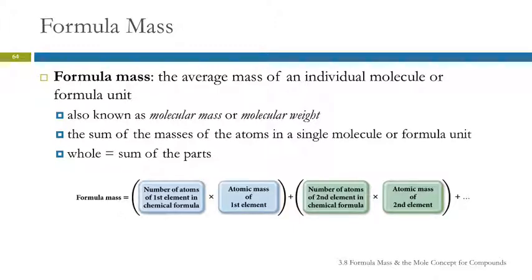If you had a box and it had 5 apples and 2 oranges in it, and you knew the average mass of apples and oranges, you could figure out the mass of the fruit in the box, right? You just add them up. So for the formula mass, we take the number of atoms of the first element times the atomic mass of that one, plus the number of atoms of the second element times its atomic mass. And if you have more elements, then you just keep going. Oh, I've got 2 hydrogens, 2 times the mass of hydrogen.